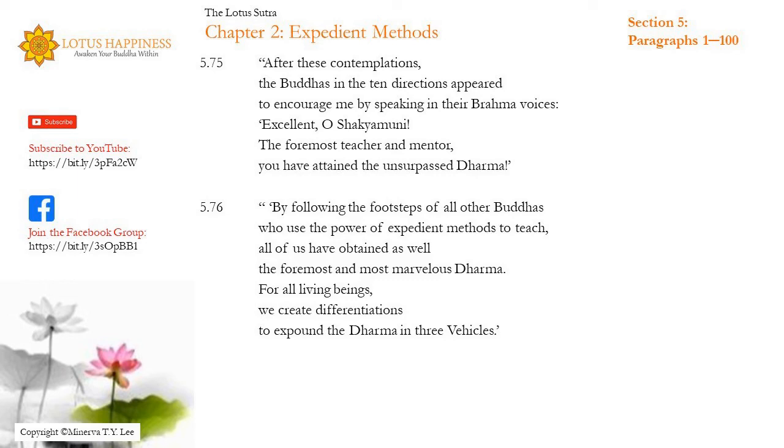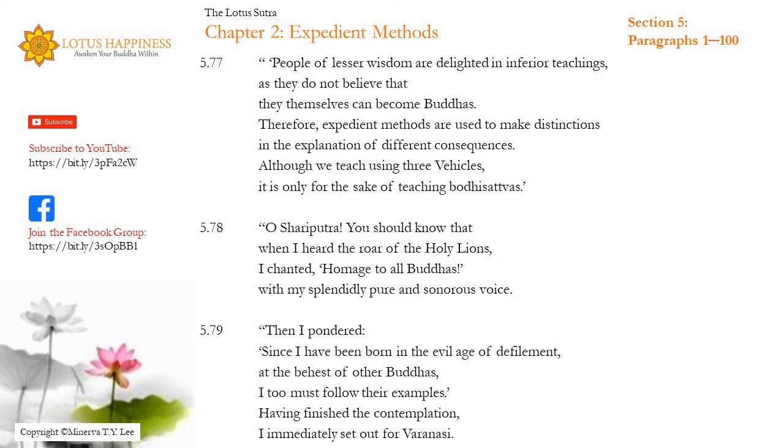All of us have obtained as well the foremost and most marvelous Dharma. For all living beings, we create differentiations to expound the Dharma in 3 vehicles. People of lesser wisdom were delighted in inferior teachings, as they do not believe that they themselves can become Buddhas. Therefore, expedient methods are used to make distinctions in the explanation of different consequences. Although we teach using 3 vehicles, it is only for the sake of teaching bodhisattvas. O Shariputra! You should know that.